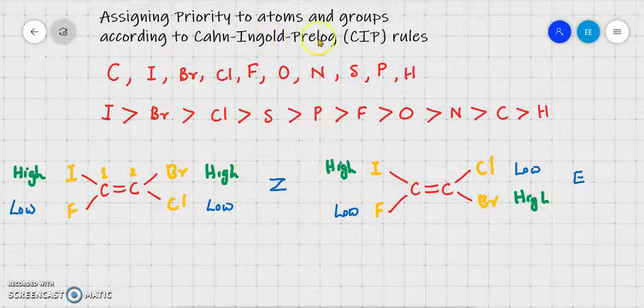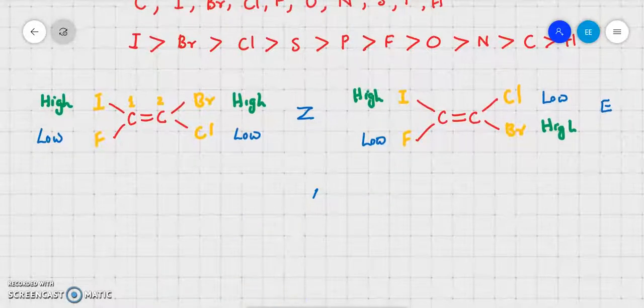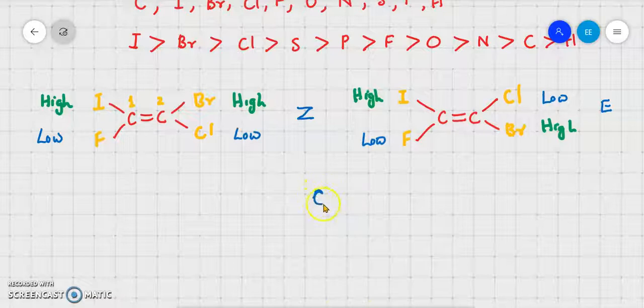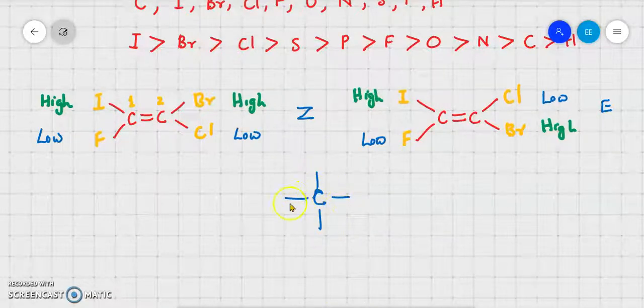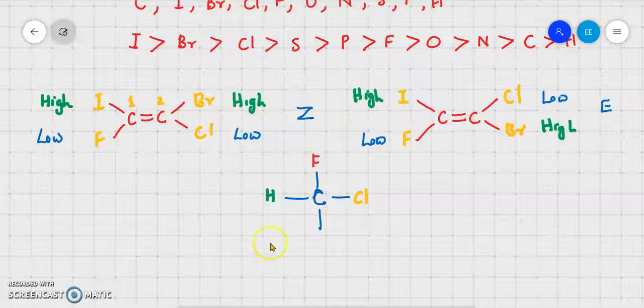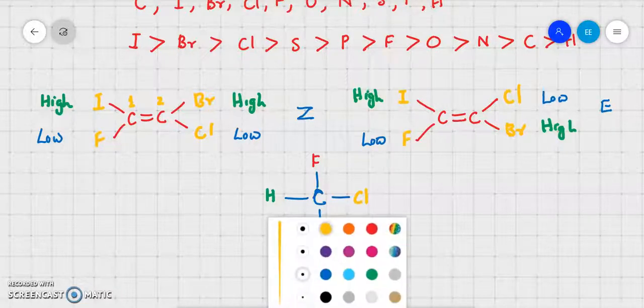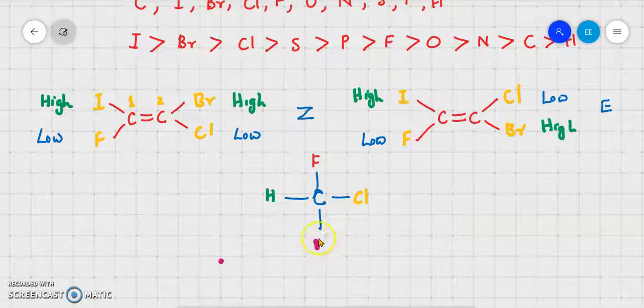In a similar way, we can use the same rules for assigning priority to groups or atoms on a chiral carbon and assign R or S configuration to the chiral carbon as follows. So if you have a chiral carbon here, let us say this C is a chiral carbon, which means 4 different atoms or groups are attached to this carbon. So I'm going to put a hydrogen here, a chlorine here, a fluorine here, and some other group. Let us put it as bromine, okay?